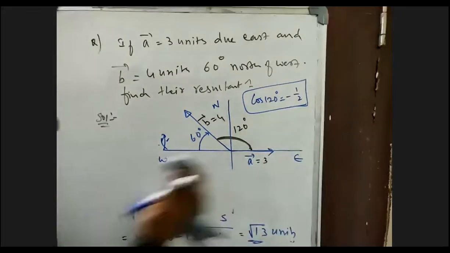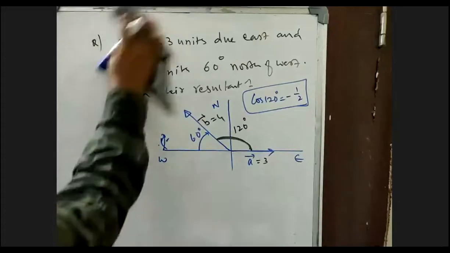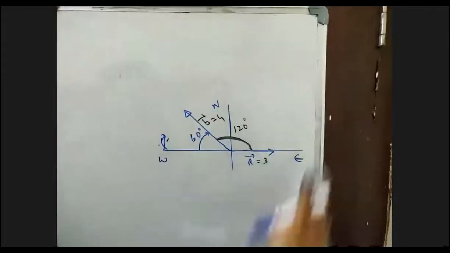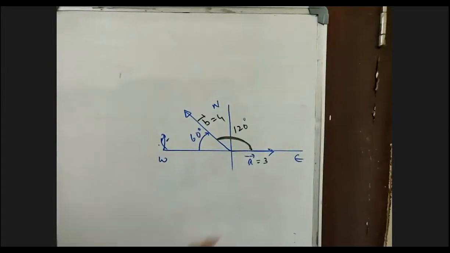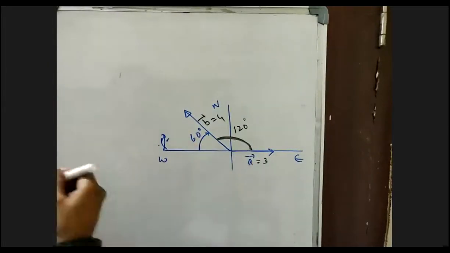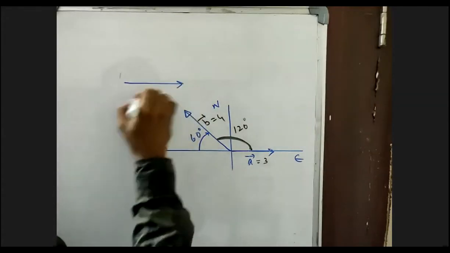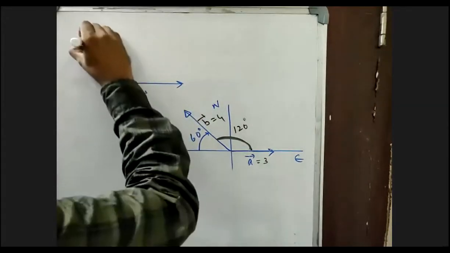Now see the diagram very carefully. I need the angle, I'm telling you. That means I need the angle between A bar and B bar. This is A bar and B bar. So this is the actual vector given for me. This is the vector A bar and this is the vector B bar.